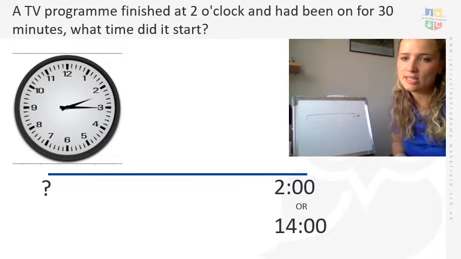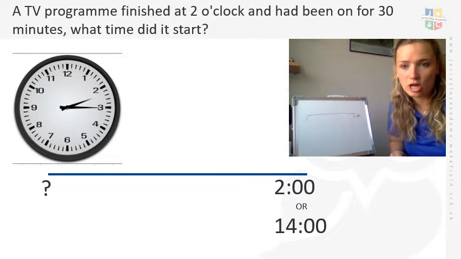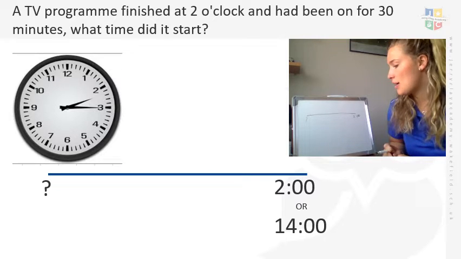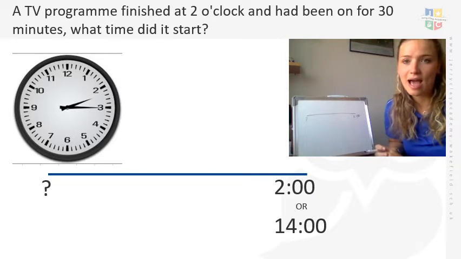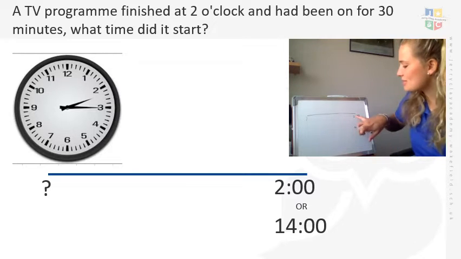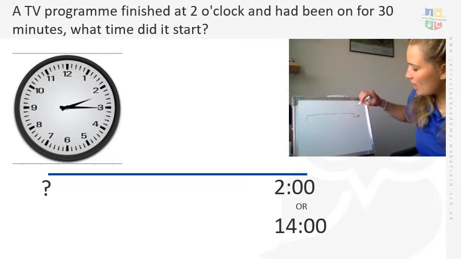Now, what I would suggest doing is, if you are going to go over the midday, the 12 o'clock, it will be worth doing it in 24 hours to make it easier. However, at the minute, because it's only taking off half an hour, I can just use 2 o'clock. Okay, so I'm going to start this time at 2 o'clock and I'm going to work backwards now. So I'm going to work backwards.